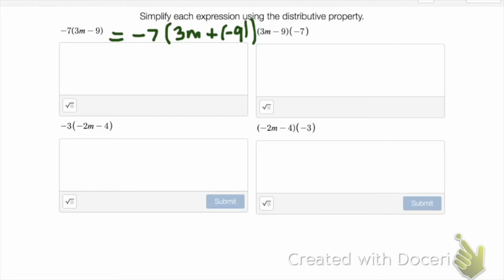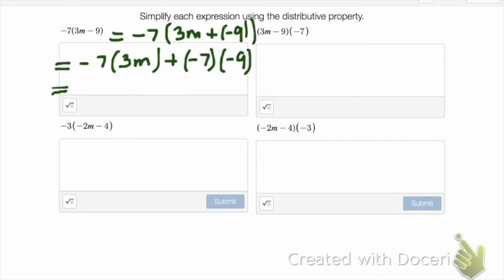Okay, and we're going to do the same thing. We take negative 7 multiplied by the first term, which is 3m. Then we drop out the addition, and then we take negative 7 again multiplied by the second term, which is negative 9. Negative 7 times 3m is negative 21m. Negative 7 times negative 9 equals positive 63. So that is the answer.